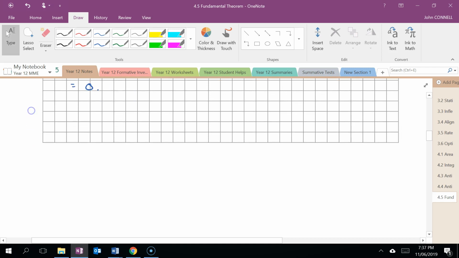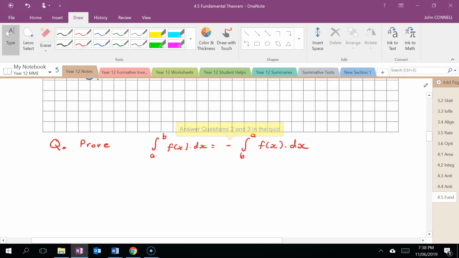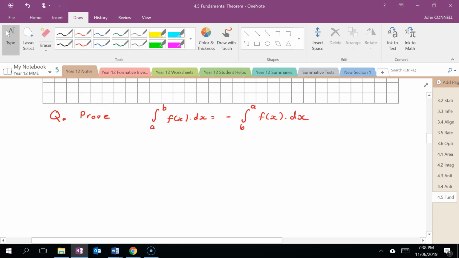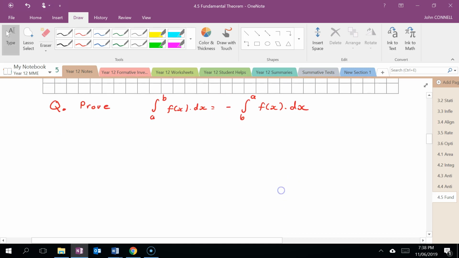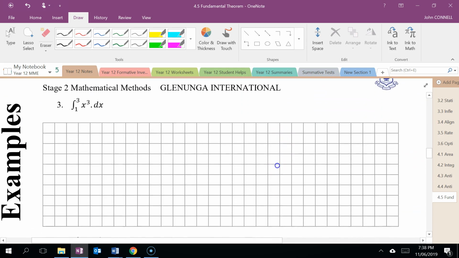Okay, so now I've got a question for you. Can you prove this rule, that the integral from a to b of f of x dx is equal to the negative of the integral from b to a of f of x dx? I want you to have a go at proving that, and then indicate on the quiz if you are able to prove it. So pause the video, have a go at that, and if you're able to prove it, click yes. If not, then just mention no, and I'll go through it in class.